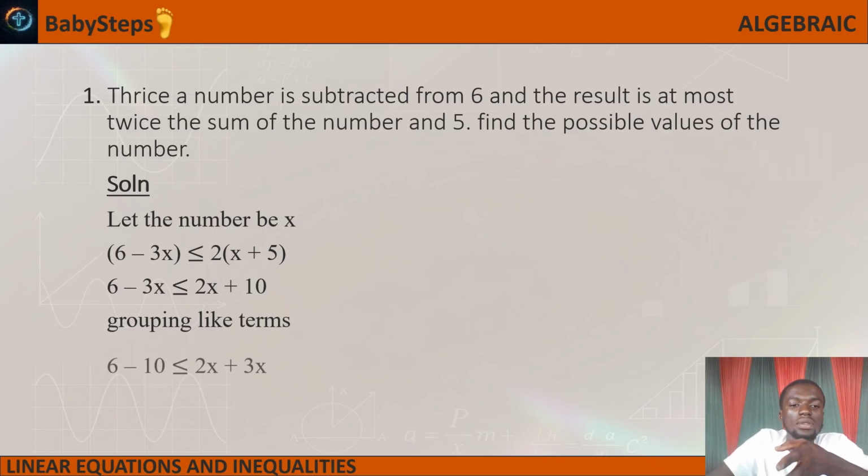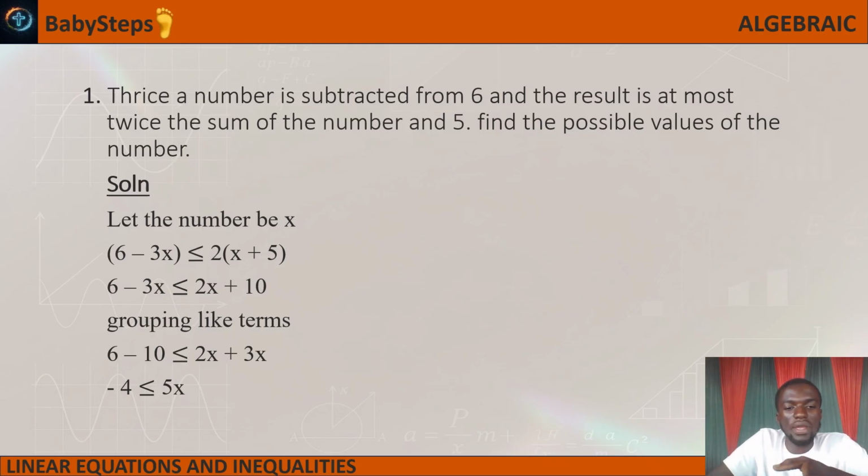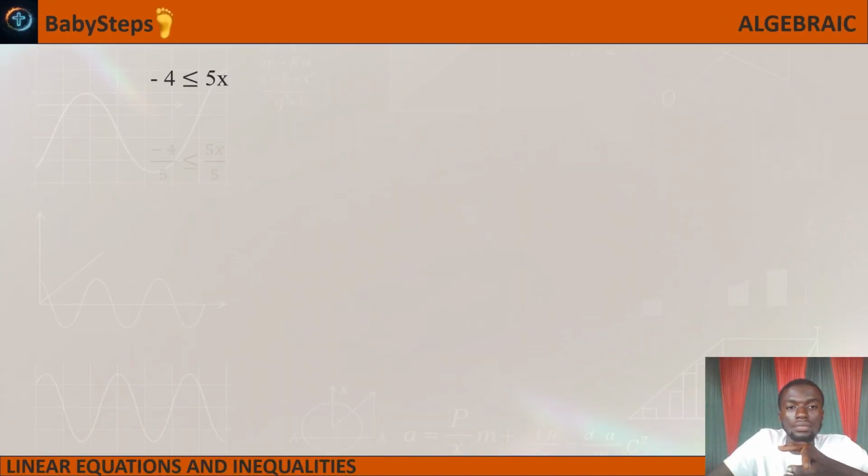So in grouping like terms, the positive 10 will cross to become negative, and then also the negative 3x will cross to become positive, like this. Then 6 minus 10 is negative 4. 2x plus 3x is 5x. Now we are making x the subject, so we divide through by 5. Now you take note of something. We are dividing through by a positive number, not a negative, a positive number.